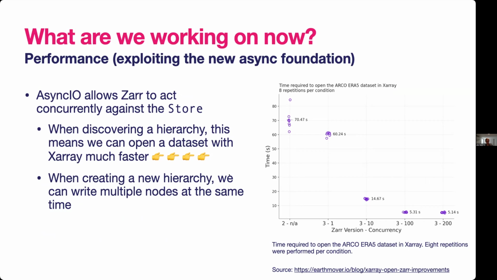We can do the same thing when we're writing a new hierarchy. And there's new API in Zarr now to support this, and we'll have to wire it up with Xarray. But writing a whole hierarchy of metadata in a single batch operation, as opposed to sequentially adding nodes one at a time, is also possible.